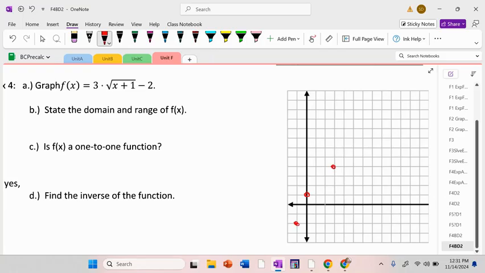Because when I say inverse, you say, which x and y? All right. No, that's it. Whoa, I'm struggling. 8, right. What's 8 plus 1? 9. Square root of 9, 3. 3 times 3? 9 minus 2? So I plugged in 8, and I got 7.